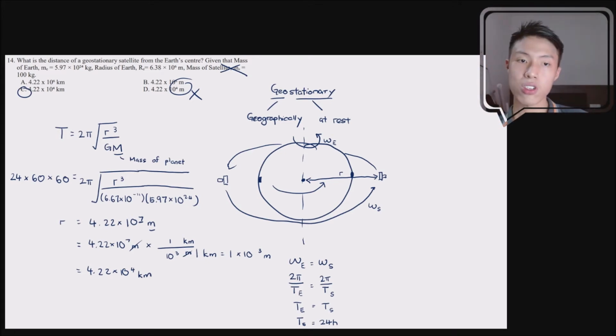So the distance of the geostationary satellite from the center of Earth is 4.22 times 10 to the power of 4 kilometer. Okay, so that's how you solve this question 14 over here. So no matter how massive your satellite is, whether it's a 100 kg satellite, a 1000 kg satellite, or a 5 kg satellite, if you want it to undergo circular motion around the Earth center in a geostationary way, you have to set it up at the same height. It's always 4.22 times 10 to the power of 4 kilometer from the center of the Earth. Okay, so that's how you solve question 14.